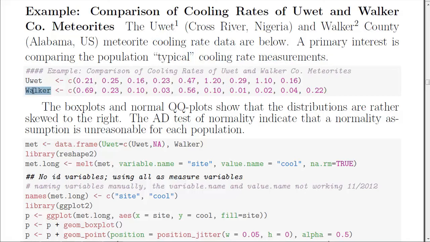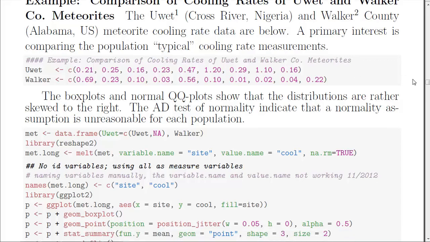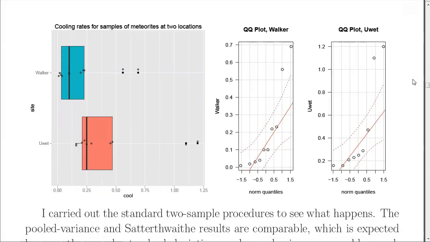So here are the two meteorites. Each of them has a series of measurements that, based on a physical model of meteorites, are the estimates of the cooling rates for these meteorites. If we scroll on down to the plot, on the left we have the cooling rate along the horizontal axis and the Walker and the Uwet sites. You can see that these data have basically the same shapes. They just differ by the median cooling rate. The two QQ plots on the right indicate that the data are not normal. You can see the U-shape pattern of the black points indicating that right skewness.